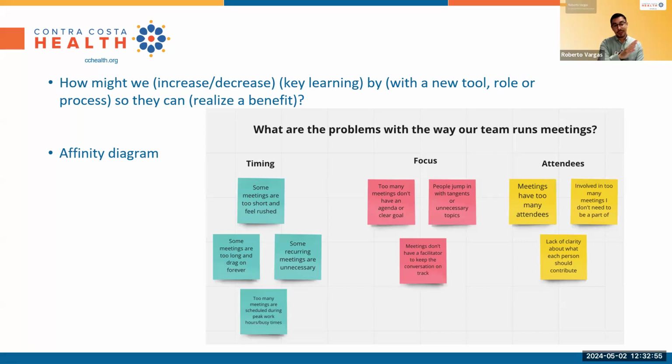And we'll keep going here. Another one is too many meetings don't have an agenda or a clear goal. People jump in with tangents or unnecessary topics, and meetings don't have a facilitator to keep the conversation on track. I'm going to keep going. Meetings have too many attendees involved in too many meetings I don't need to be a part of. Lack of clarity about what each person should contribute. Imagine you just got a whole pile of those, right? Or you have your notes and you had written them all out in order of what you received them.